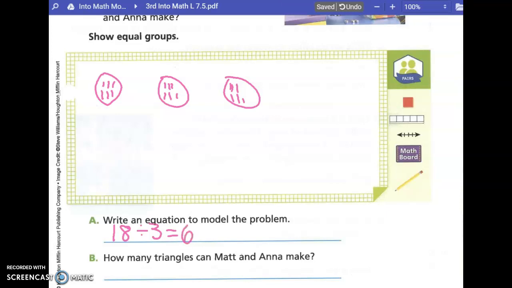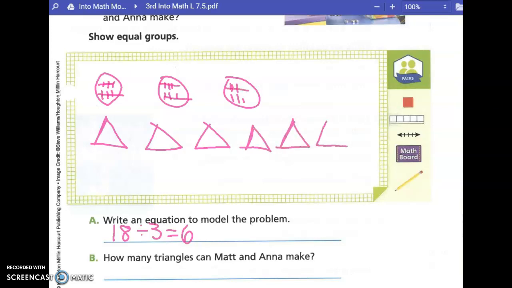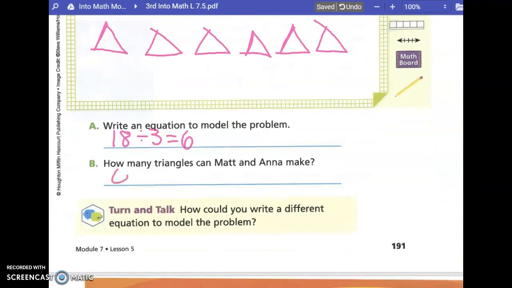Now, how many triangles is this going to make? How many triangles are you going to be able to make? 6. Okay, let's see. 1, 2, 3. So there's 3 there. 1, 2, 3. And 1, 2, 3. So did we get the answer? Yes, we did get the answer. Maybe a bar or a number line would have been a little more clear about this. Okay, so how many triangles can Matt and Anna make? 6 triangles.